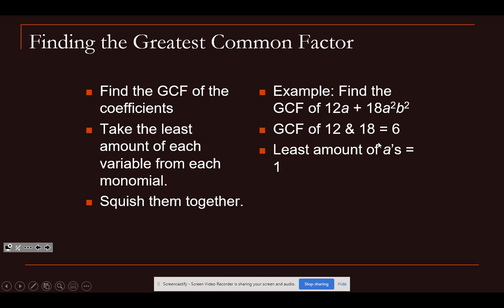We have another variable in b. The first term has 0 b's. The second term has 2. The least amount of 0 and 2 is 0. So I have the greatest common factor being 6 times one of the a's, and that'll make my overall greatest common factor 6a.